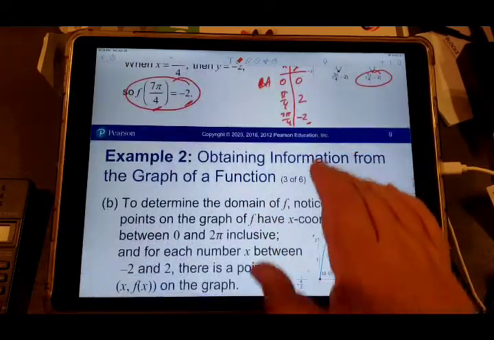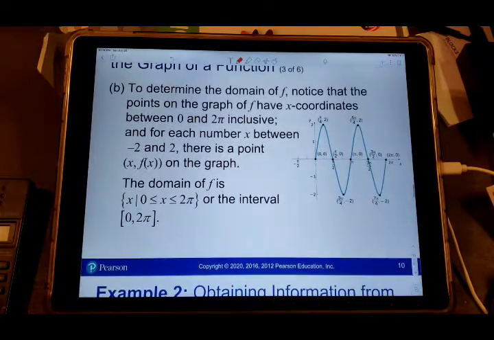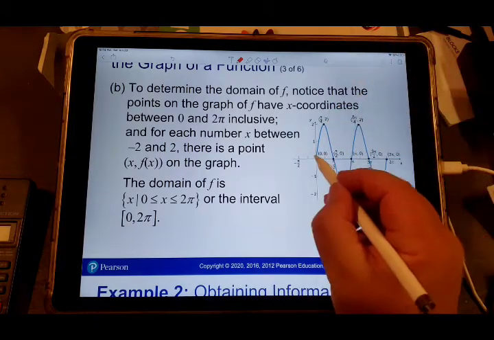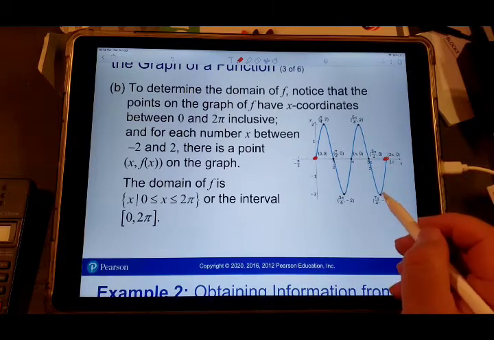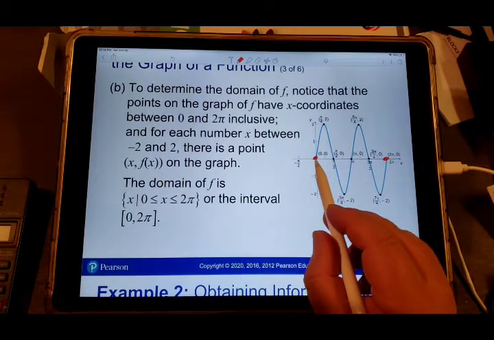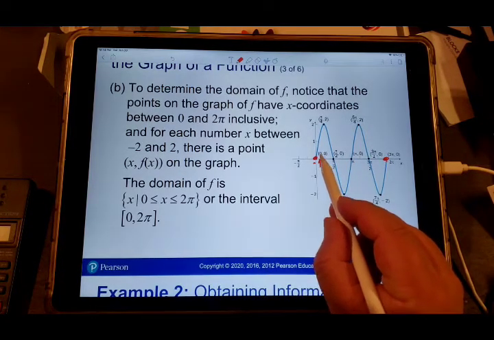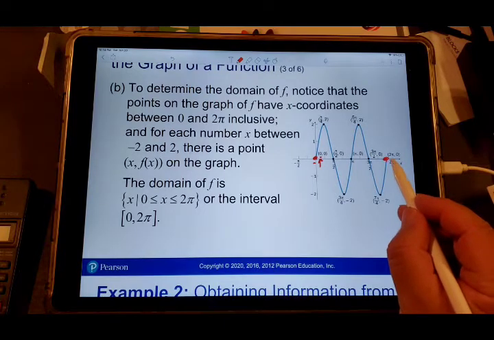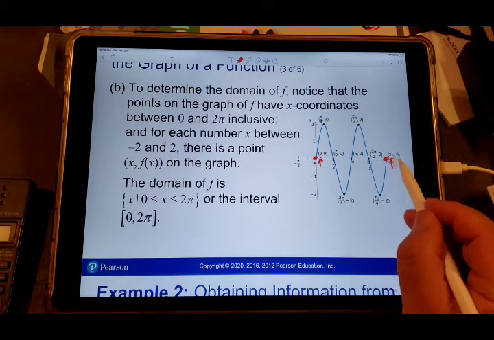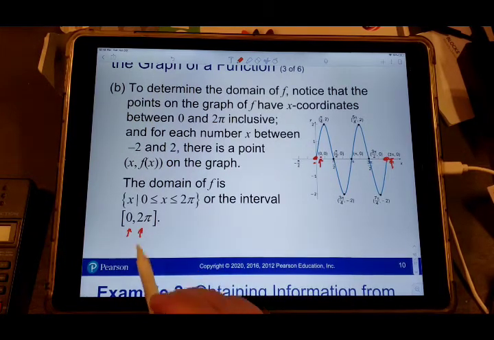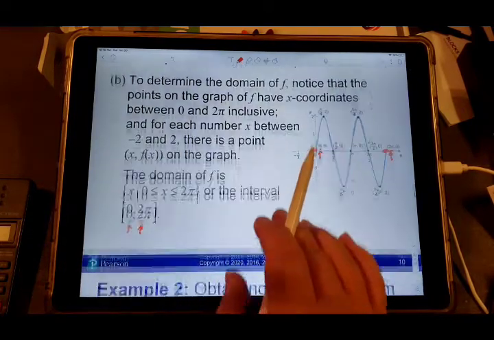Part B is asking us, what's the domain? Basically, you just want to ignore the height of the graph, and you just want to know the x value of the leftmost and rightmost point. So the x value of the leftmost point is 0, and the x value of the rightmost point is 2 pi. So the interval is from 0 to 2 pi. So it's the minimum, comma, the maximum when you write it in interval notation.